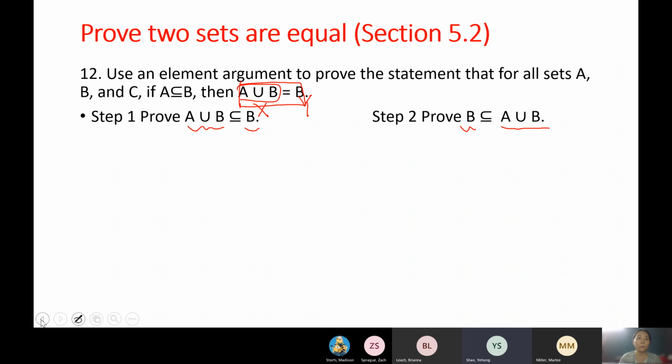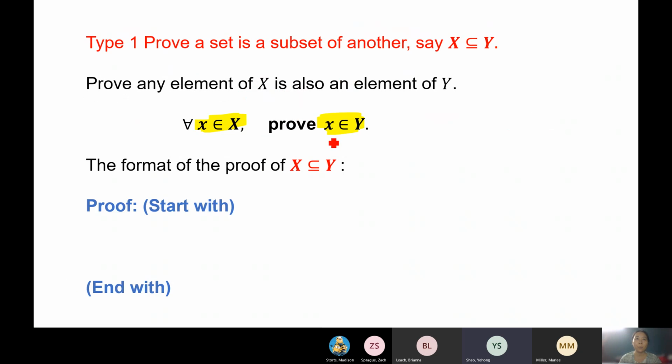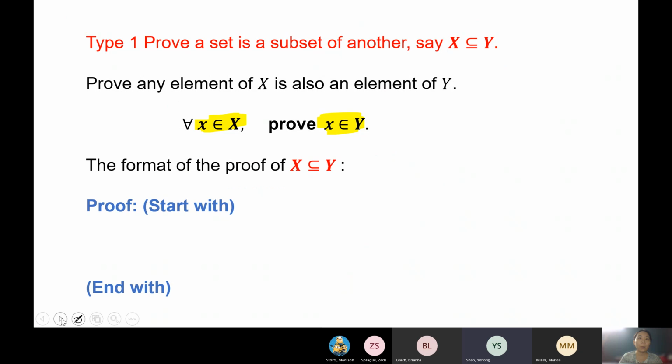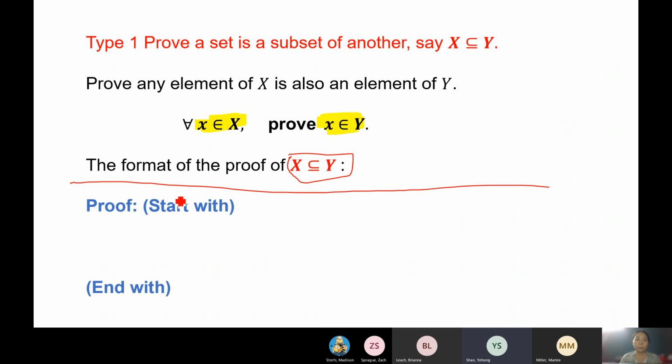So here I gave you a format because I noticed a lot of students had trouble with the format. I just copied the type 1 from here. I want to give you a format to help you memorize. So what's the format of writing the proof of X is containing Y? The one in blue, that's the format. You always start with: let x be from X, which is the one contained in something. You always pick an element from this. So the first statement you write down in the proof is always going to be this.